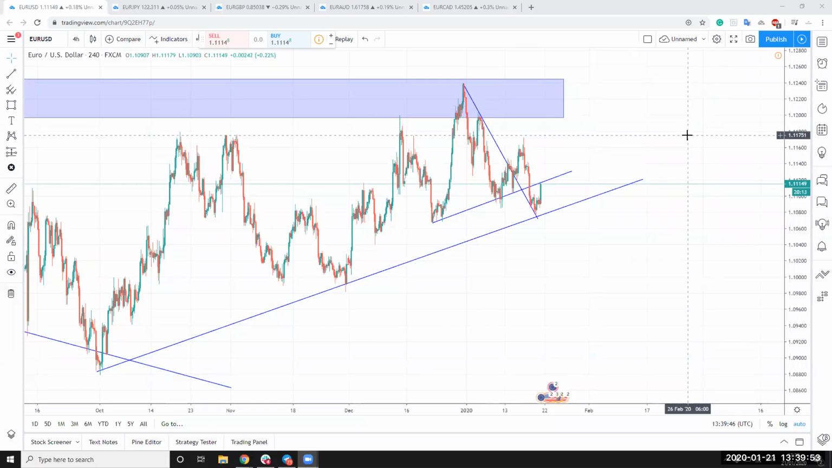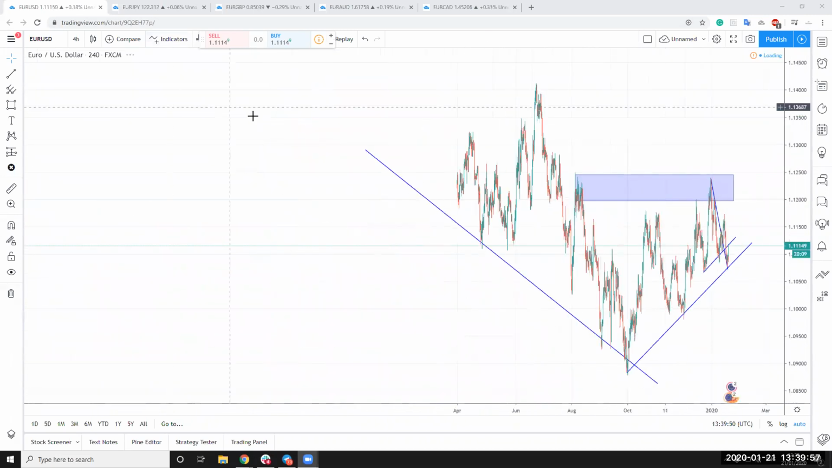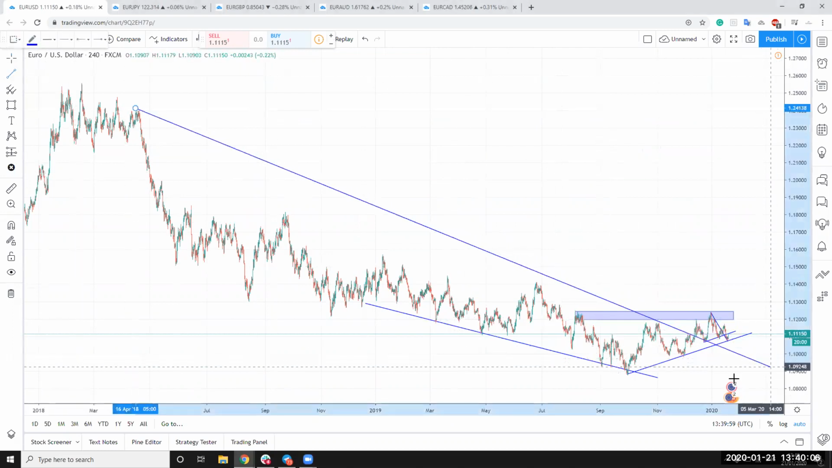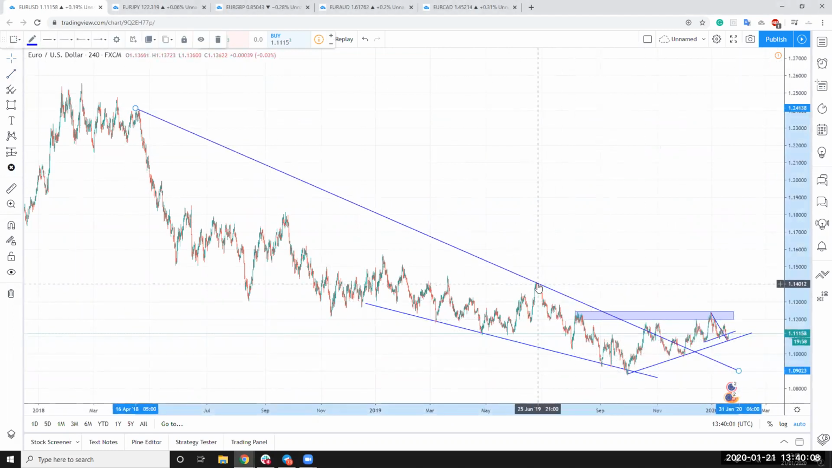Let's do some euro analysis. So EURUSD. On the high time frame, we're clearly bearish. We haven't changed structure to bullish because we haven't taken out a key high. For me, a key high would be this.